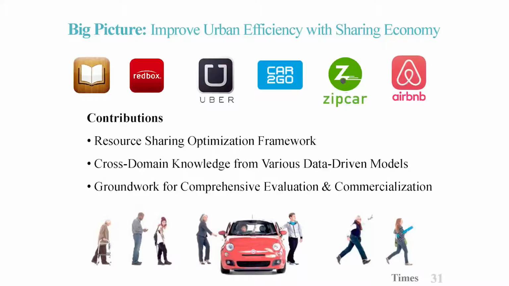And the big picture behind this project is to improve urban efficiency through the sharing economy. We used to share a book and a DVD, maybe we still do. And right now we have a lot of new services like Uber, Car2Go, Zipcar, and Airbnb. Our key contribution here is that we design a resource sharing optimization framework. We use cross-domain knowledge to design different kinds of data-driven models. And we have some groundwork for a very comprehensive evaluation and potential commercialization here, okay?